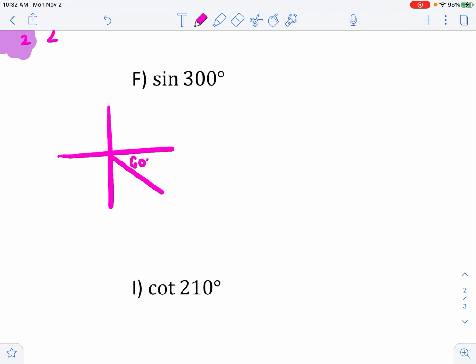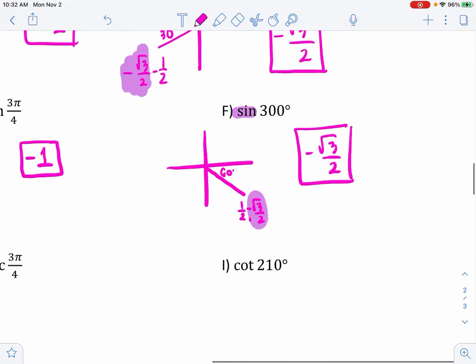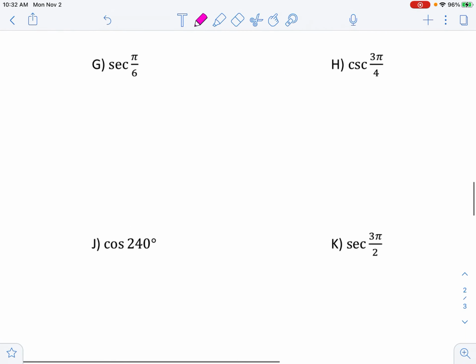Next one, sine of 300 degrees. 300 degrees is in my fourth quadrant. How far is it from my x-axis? 60 degrees. So that is the ordered pair, 1/2 √3/2. Right, 1/2 down √3/2. Sine is my y value, so -√3/2.